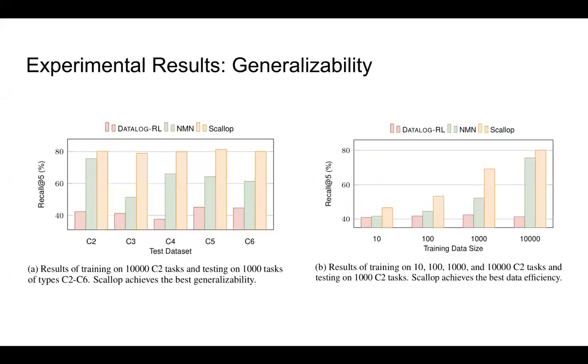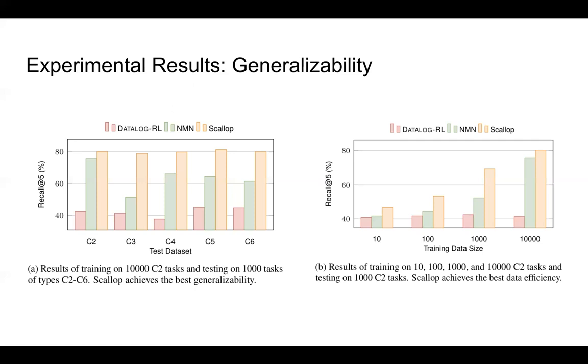Let's move on to generalizability. This time, what we asked is, can we train on tasks which have smaller, less complex queries, of complexity 2, and then see whether our approach has learned to solve tasks of higher complexity, so C2 through C6? And on the right-hand side, we fed smaller and smaller amounts of training data and asked whether our approach can generalize even with less training data. But we limited the complexity to just C2.